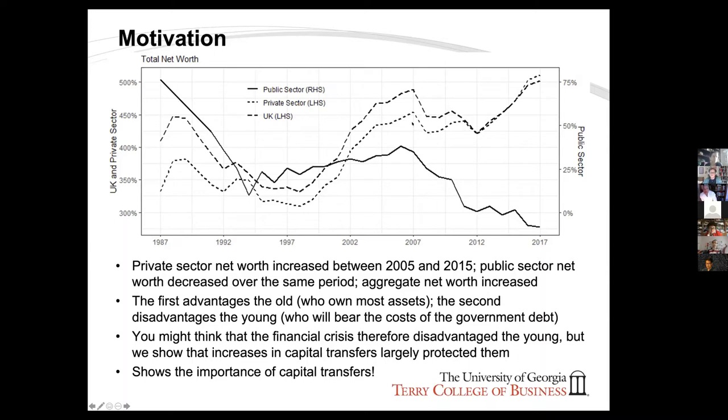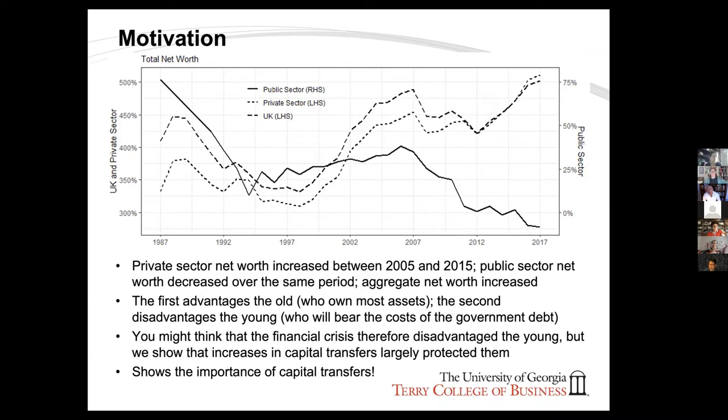But at the same time, private sector wealth increased, and you can see that on the left-hand scale. The increase looks smaller, but it's about the same magnitude or slightly larger. It increased from about 450% of GDP up to just over 500% of GDP. If you look at this in generational terms, you might say the increase in private sector wealth benefits the old because they own most of the private sector wealth, and the decrease in public sector net worth disadvantages the young because they're the ones who are going to have to pay off the government debt. So just looking at that picture, you may think that the financial crisis disadvantaged the young.